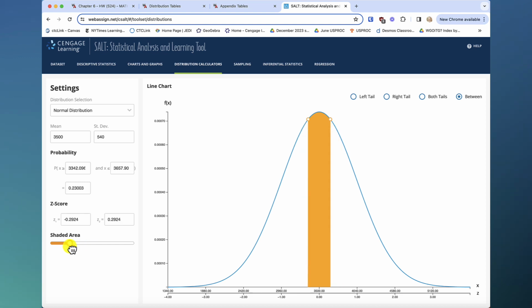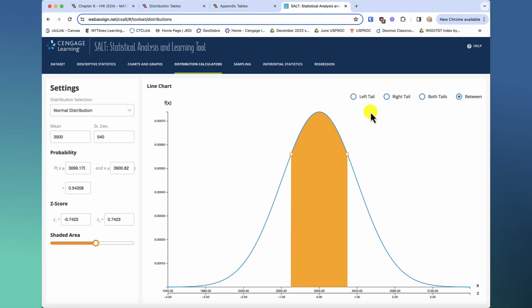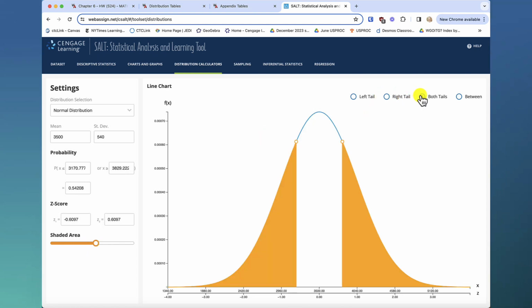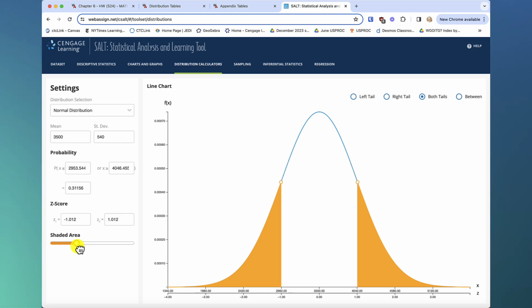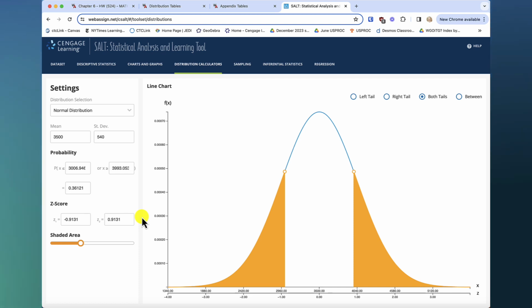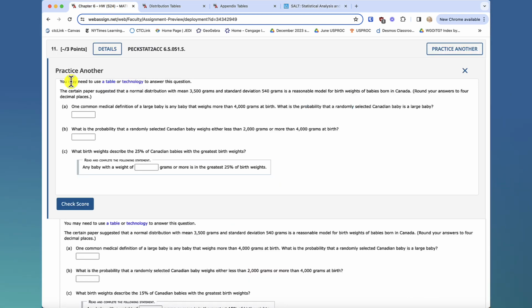We can also move along here. We can change left, right, both tails. Again, they don't have to move in tandem. You can change one or the other. And then we can compute probabilities or proportions of the graph that are shaded. So let's go to a question.